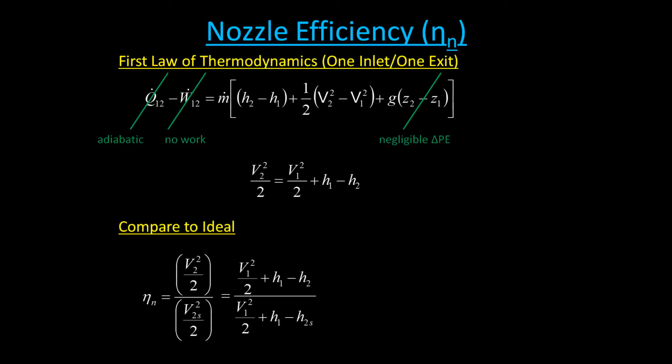We can add those over here. We can rewrite it in the form of the equation we had above: velocity 1 squared over 2 plus enthalpy at state 1 minus enthalpy at state 2, all divided by velocity at state 1 squared over 2 plus enthalpy at state 1 minus enthalpy at state 2s. So the only difference here is this enthalpy at state 2s for the bottom part, because the initial states are the same for both.